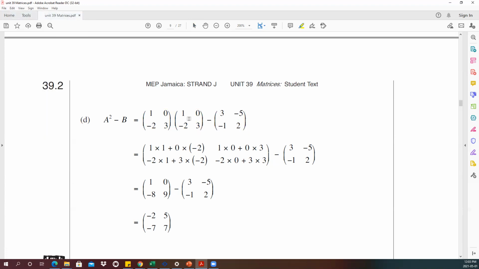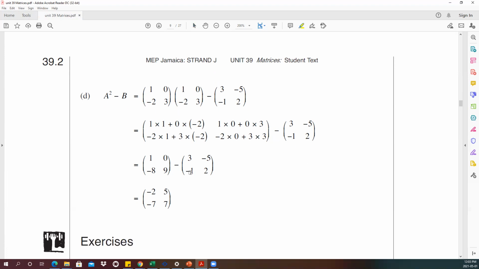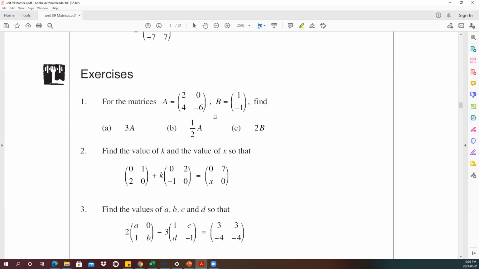So you get what I'm saying. This and this, multiply that first, simplify, and then you do the subtraction. So now I have some exercises. It's for the matrices A, B, find 3A, half A, 2B. So that's not new under the sun, right? Not new here.